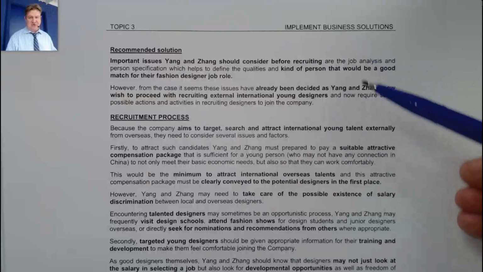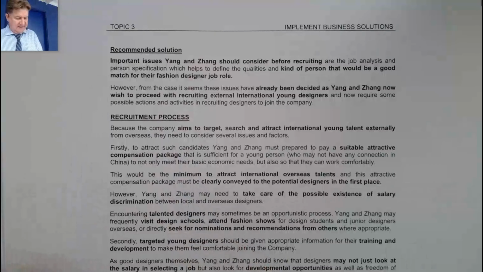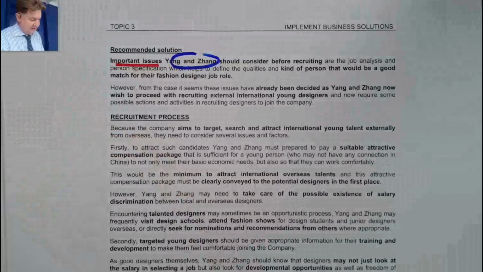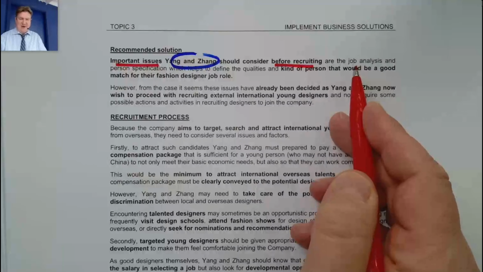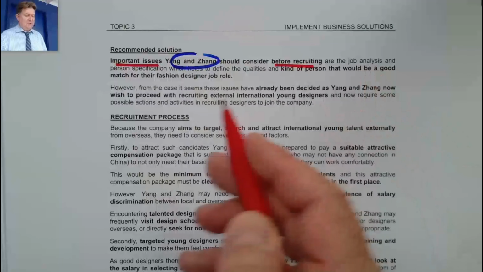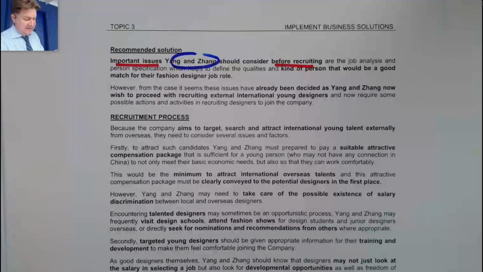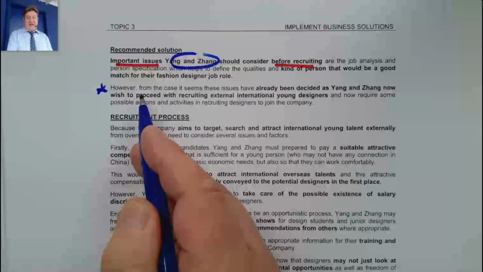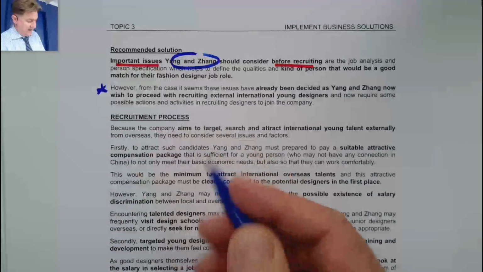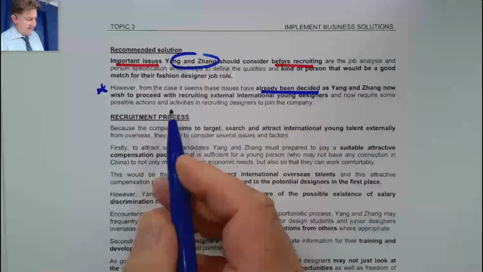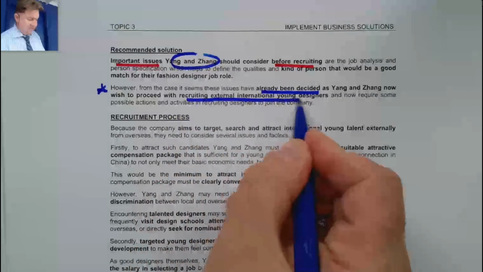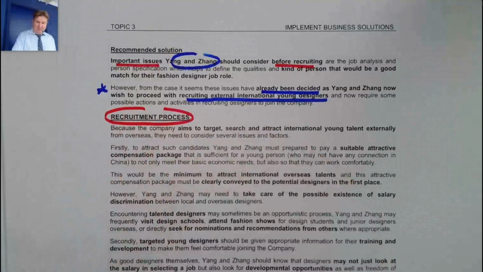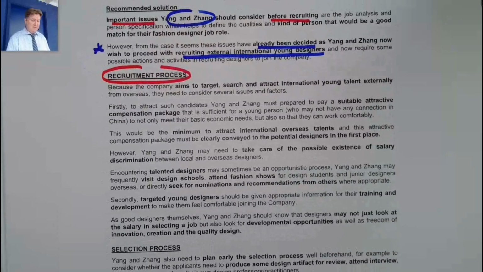So what you want to try to write is short paragraphs. So let's say this is all about what Yang and Zhang need to consider, the important issues. This is before recruiting. Remember earlier, we saw job analysis, we saw the person specifications. These are the qualities, the kind of person that's a good match. But as we saw from the scenario, it seems we don't need to go into detail in that area. It seems that Yang and Zhang had already decided they want to recruit these external international young designers. So it means that in the exam, we want to write a lot more on the recruitment process.